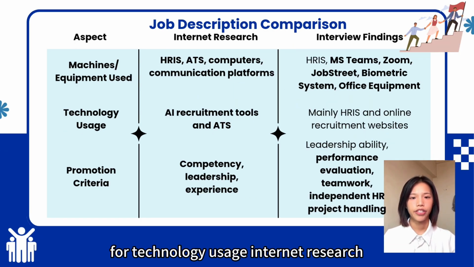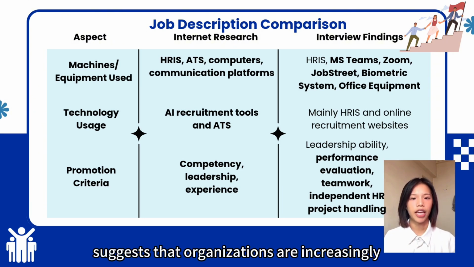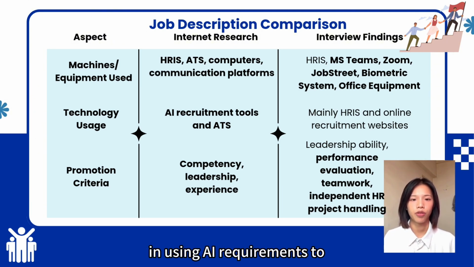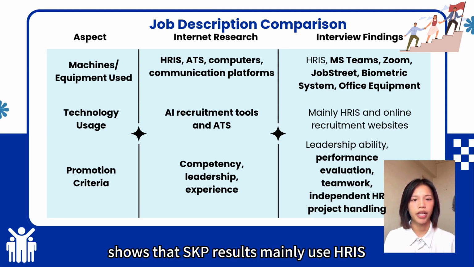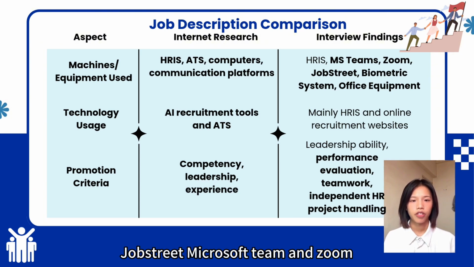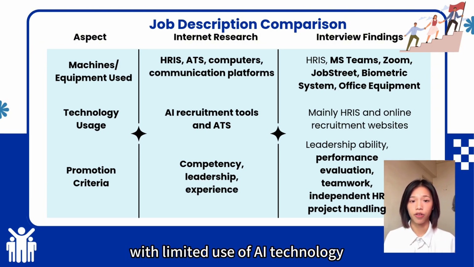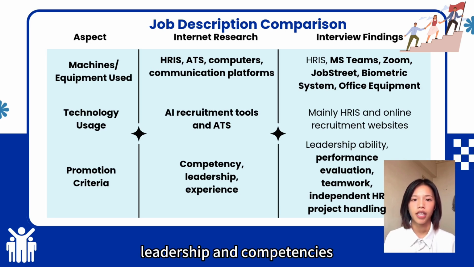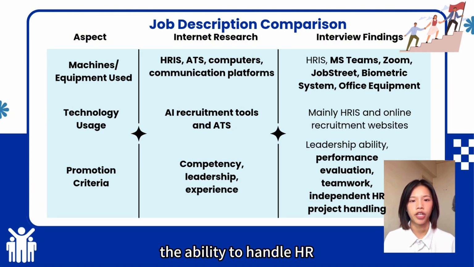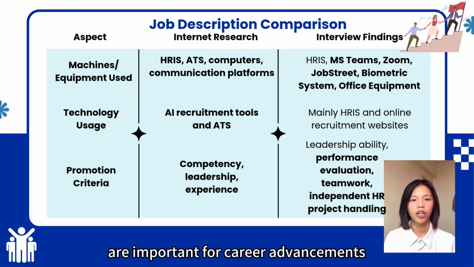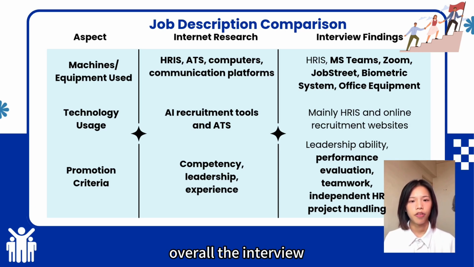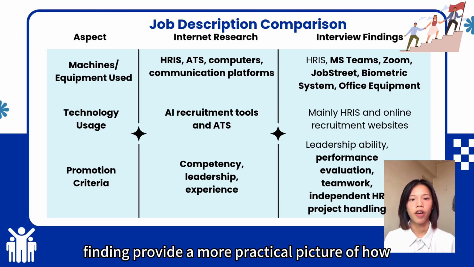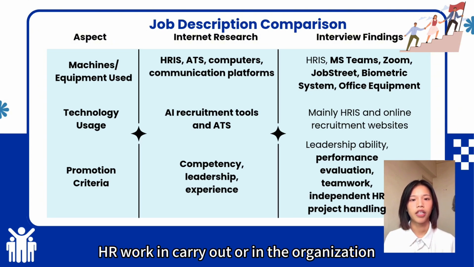For technology usage, internet research suggests that organizations are increasingly using AI recruitment tools and ATS systems. However, the interview finding shows that SKP Resource mainly uses HRIS, JobStreet, Microsoft Teams, and Zoom, with limited use of AI technology. For promotion criteria, both sources emphasize leadership and competencies. The interview also shows that performance, teamwork, and the ability to handle HR duties independently are important for career advancement. Overall, the interview findings provide a more practical picture of how HR work is carried out in the organization.